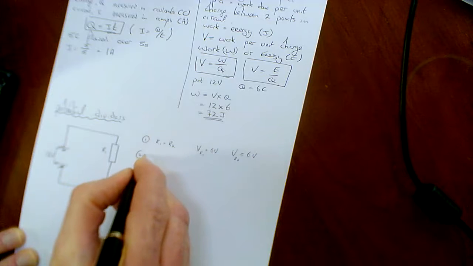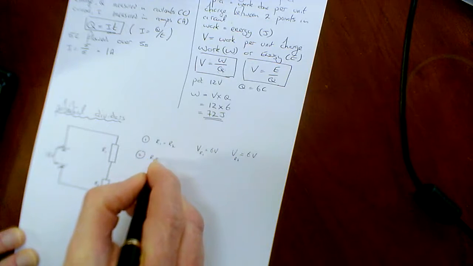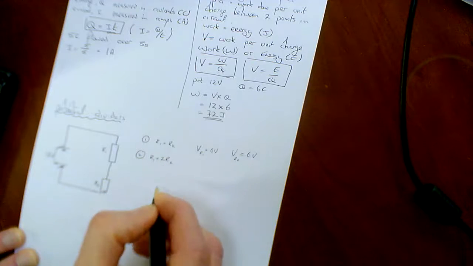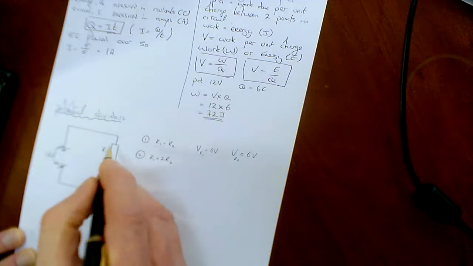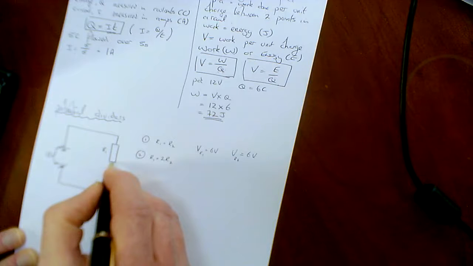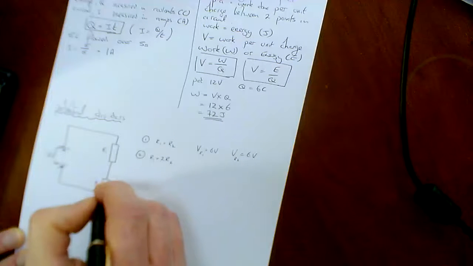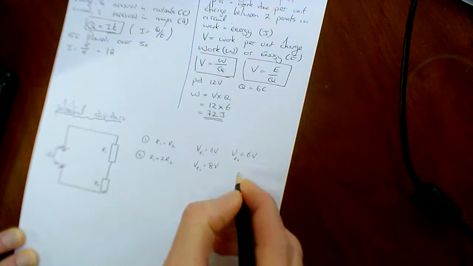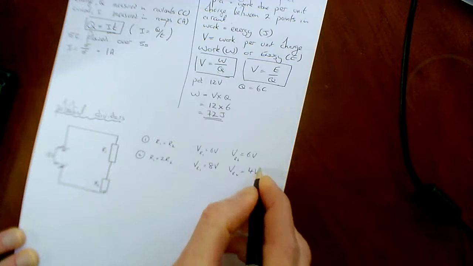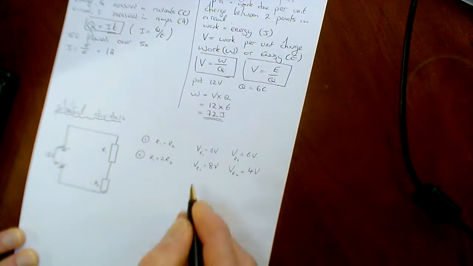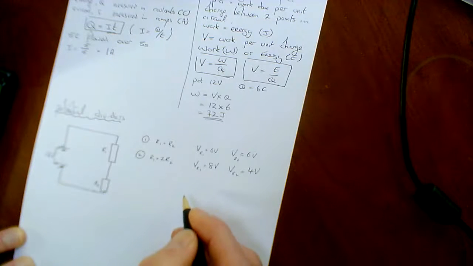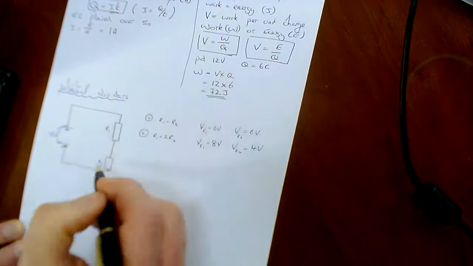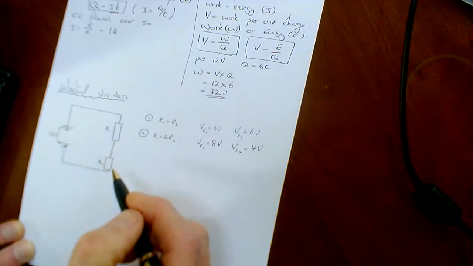Now, if, let's say, R1 was twice as difficult to get through as R2, then twice as much energy per coulomb will be lost going through R1. So 2/3 of it will be here and 1/3 will be here because twice as much is here as here. So the PD across R1 would be 8 volts and the PD across R2 would be 4 volts. So with these nice easy ratios, it's easy to work out. But what you might say, or what you might end up with, are two numbers that are not multiples of each other.